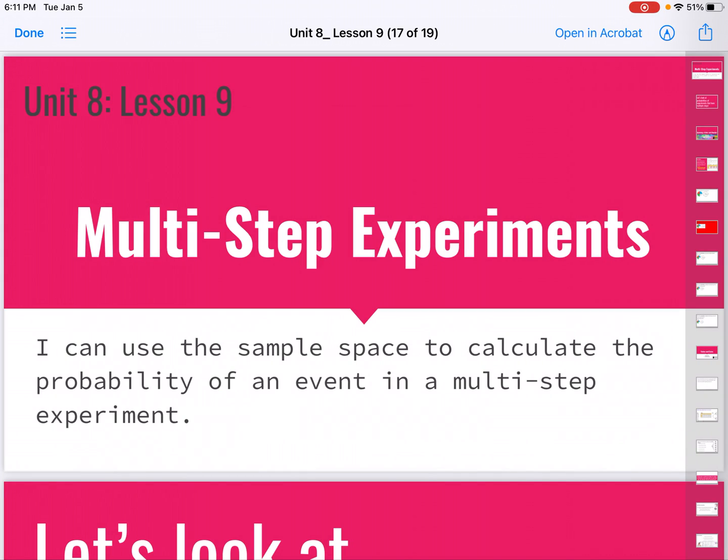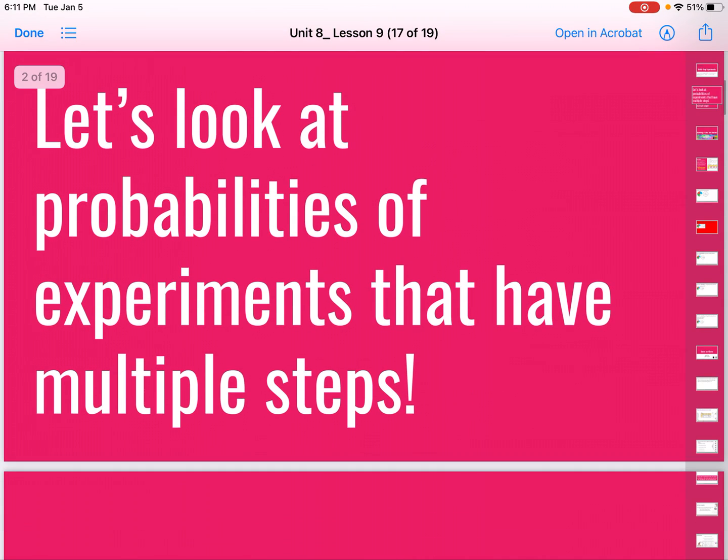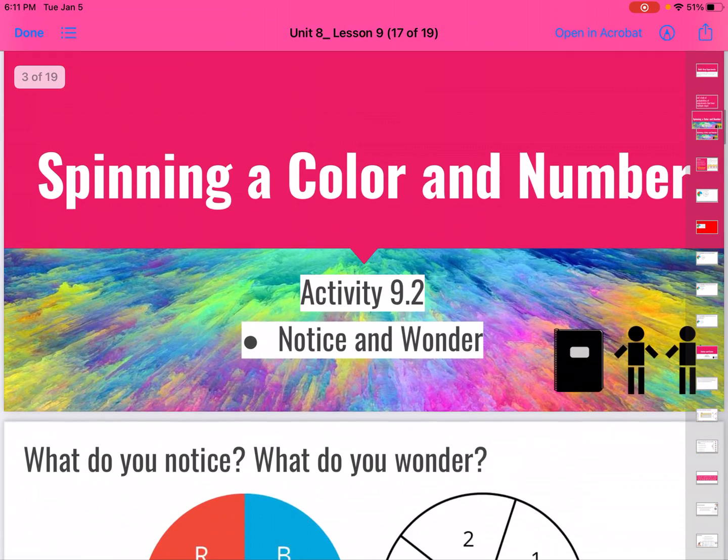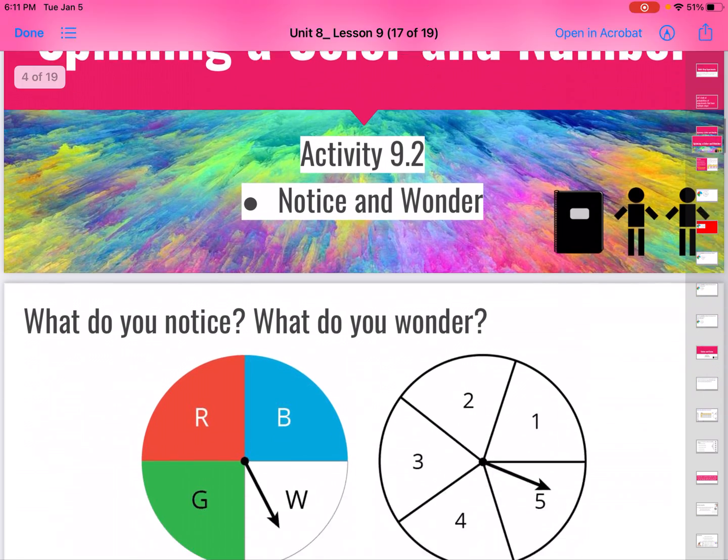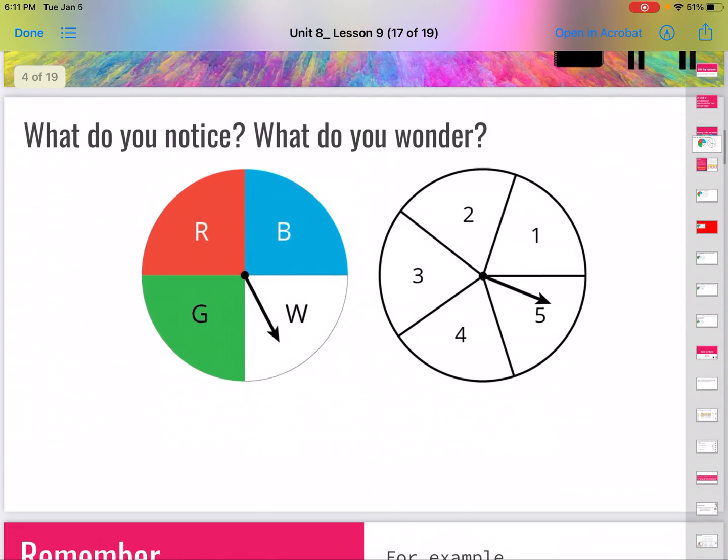Unit 8, Lesson 9, Multi-Step Experiments. I can use the sample space to calculate the probability of an event in a multi-step experiment. So we're going to look at the probabilities of experiments that have multiple steps. So spinning a color and a number. So what do you notice and what do you wonder?